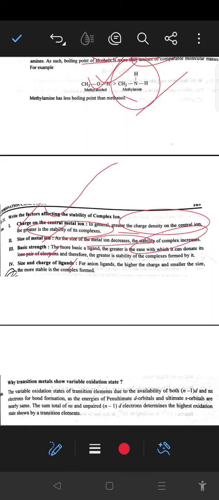Basic strength: the more basic the ligand, the greater is the ease with which it can donate a lone pair of electrons. Size and charge of ligand: for an anion ligand, the higher the charge and the smaller the size, the more stable is the complex.